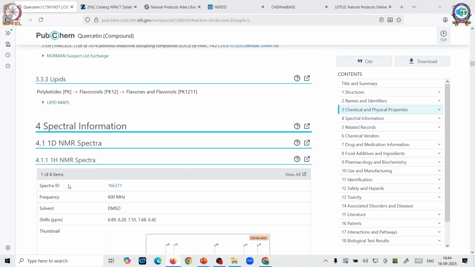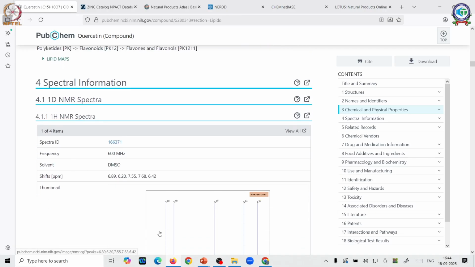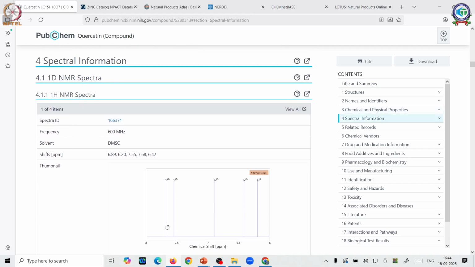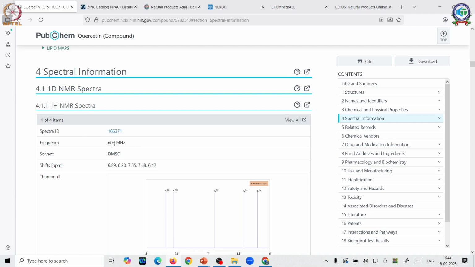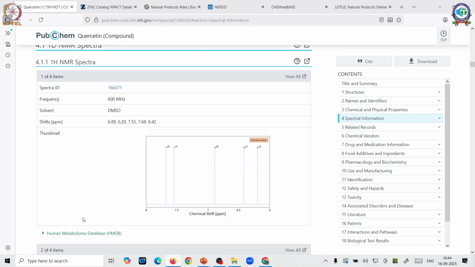Now we go to the spectral data. So you can see this analysis. This is basically not data which is reproduced. This is data which is calculated by servers. So it is calculated that if you use a 600 megahertz quercetin, this is the kind of graph you are going to get in terms of ppm.